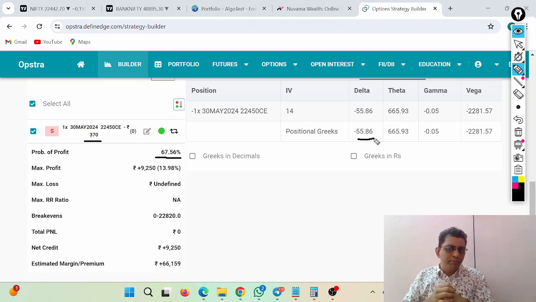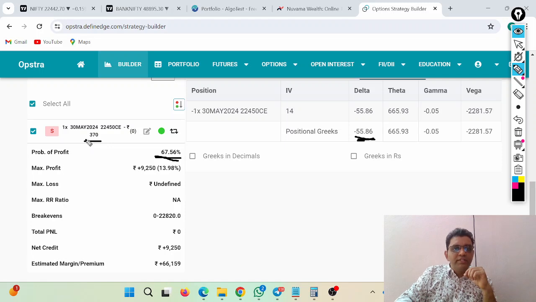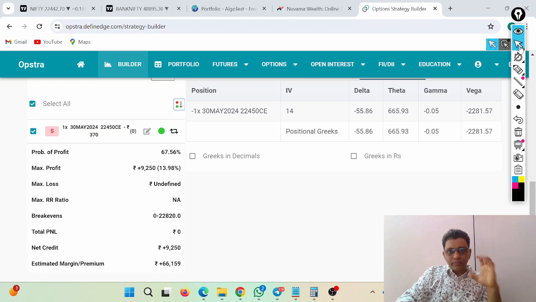Only thing, delta is now negative because I sold the call option. I have not bought the call option, I have sold the call option. So now my delta has become negative. But if you consider the absolute value, it is 55, but my probability of profit is 67%. So why is this difference happening? This is only because of this 370 rupees. And that's why it is said, to be very frank, it's not only about winning the bet. Whether I'm buying the call option or the put option, it's not about winning the bet, it's about winning or getting the profit.